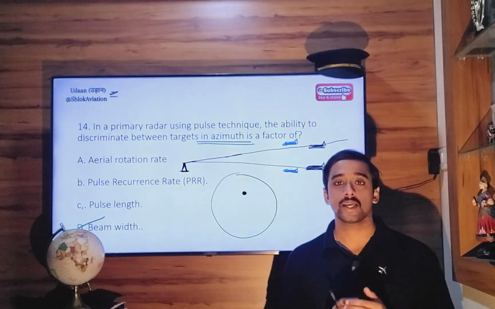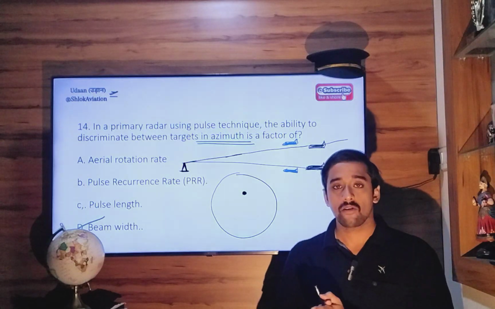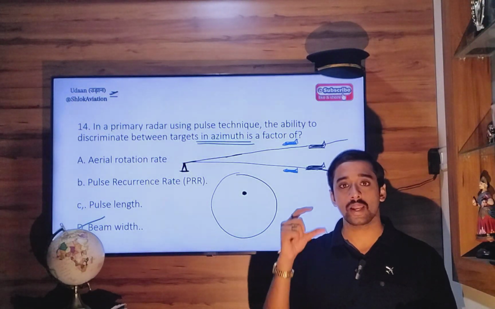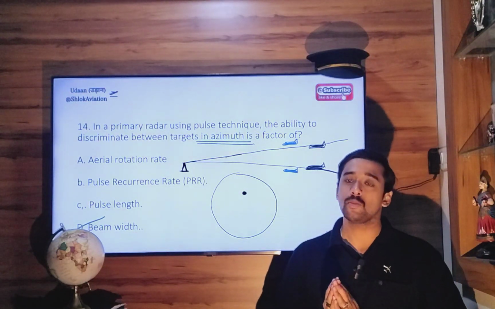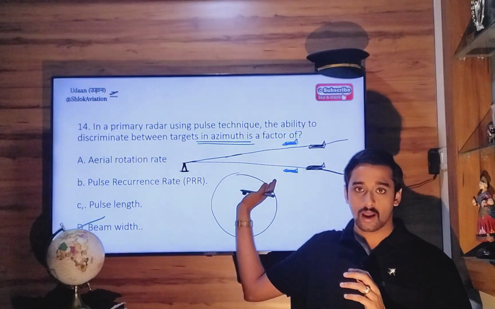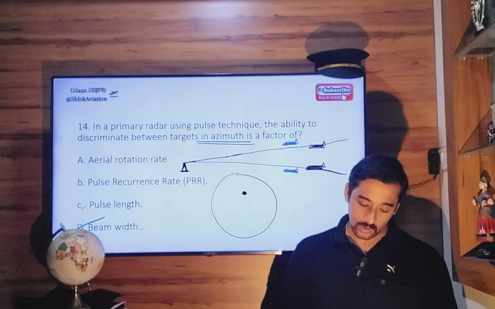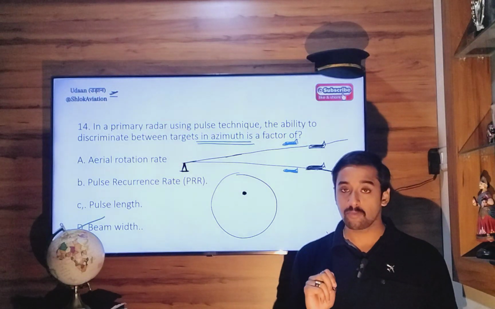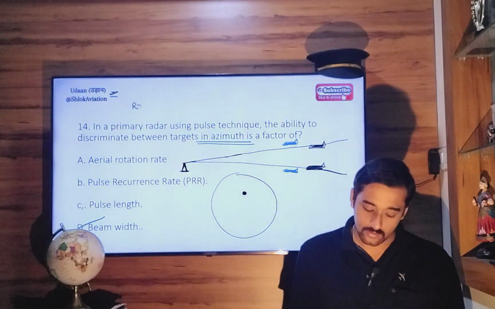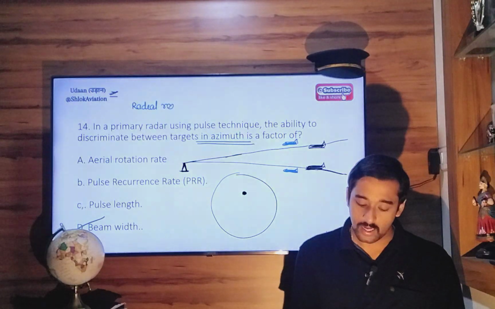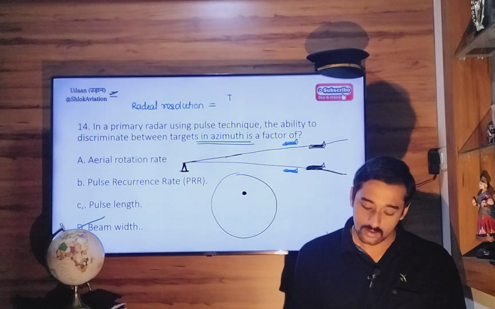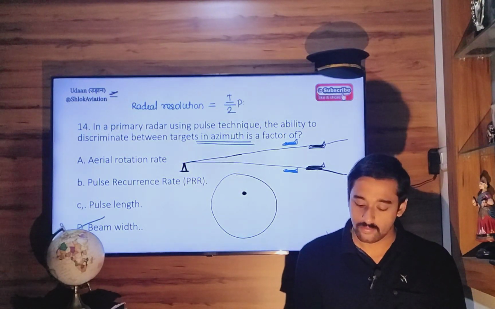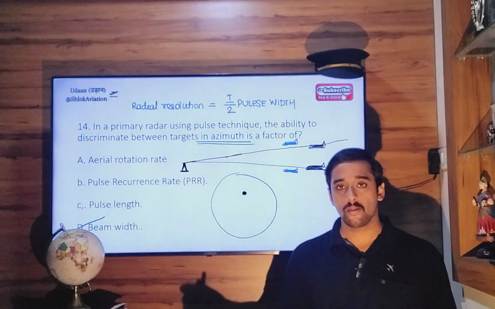Therefore, we always say that in order to get proper target discrimination, we must have a narrow beam width. Narrow means very thin or small in size, so that all aircraft automatically fall outside the scope of the beam width. So remember, azimuth resolution is determined by beam width, and radial resolution is determined by half the pulse width. This is very important. Half the pulse width.